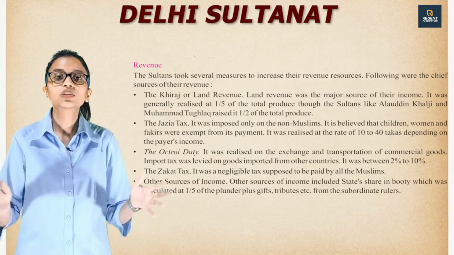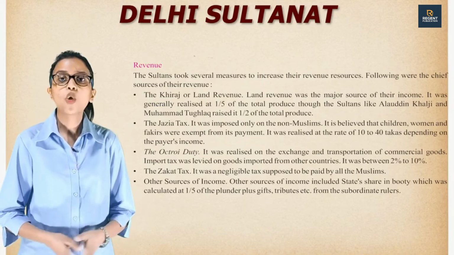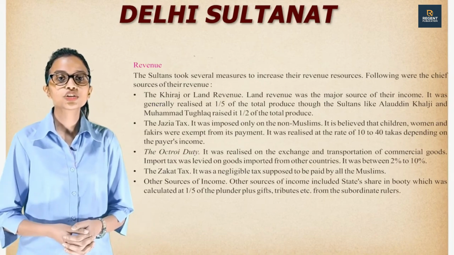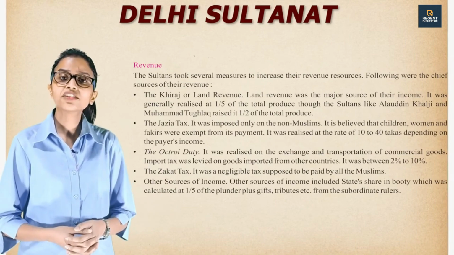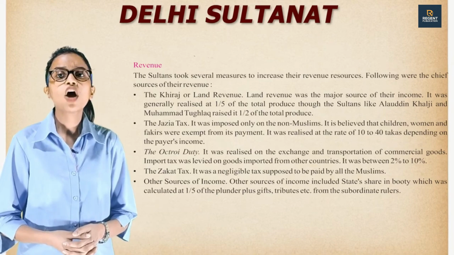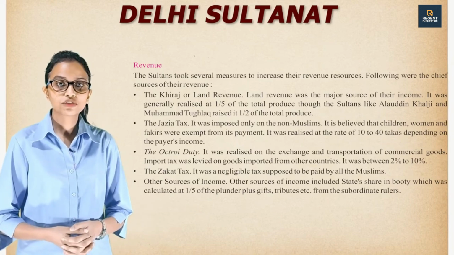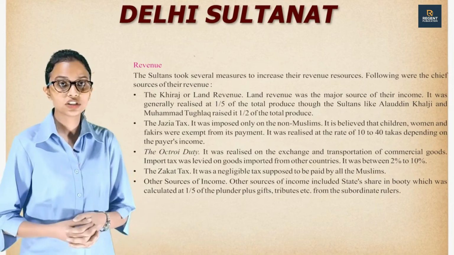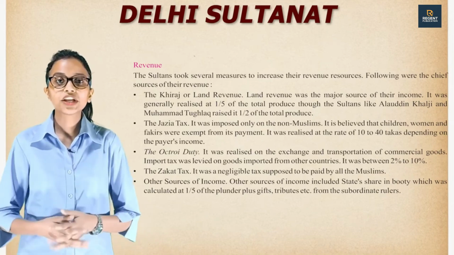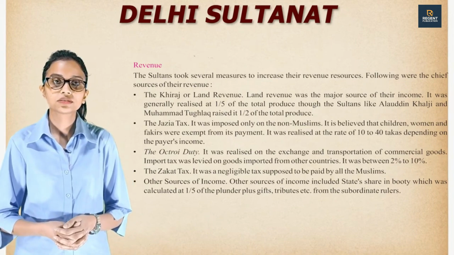Revenue. The Sultan took several measures to increase their revenue resources. Following were the chief sources of their revenue. The kharaj or land revenue. Land revenue was a major source of their income. It was generally realized at one-fifth of the total produce, though sultans like Alauddin Khalji and Muhammad Tughlaq raised it to half of the total produce.